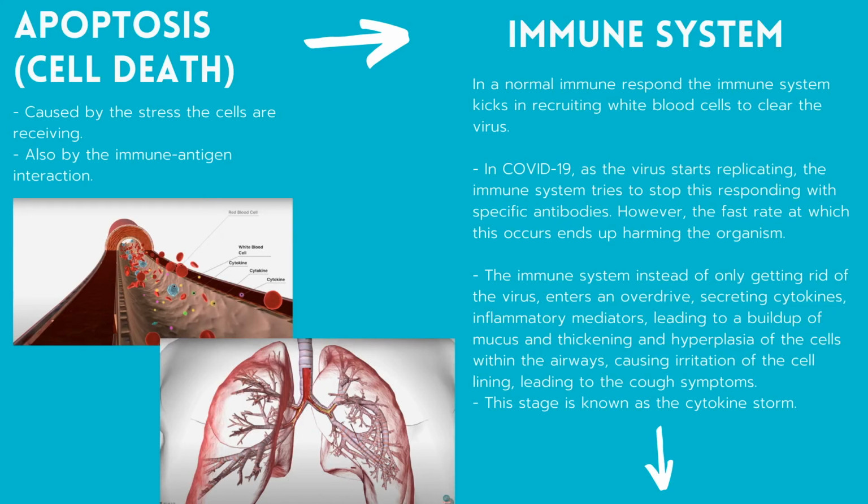The immune system, instead of only getting rid of the virus, enters an overdrive, secreting cytokines, which are inflammatory mediators, leading to a buildup of mucus and thickening and hyperplasia of the cells within the airways, causing irritation of the cells, their lining, and leading to the cough symptoms. This stage is known as the cytokine storm.